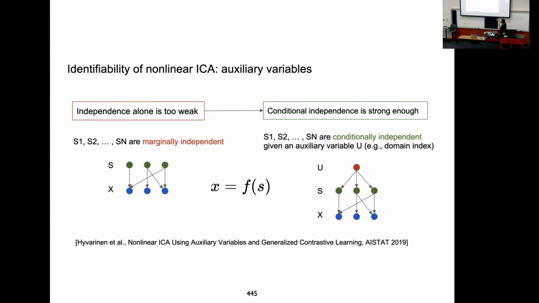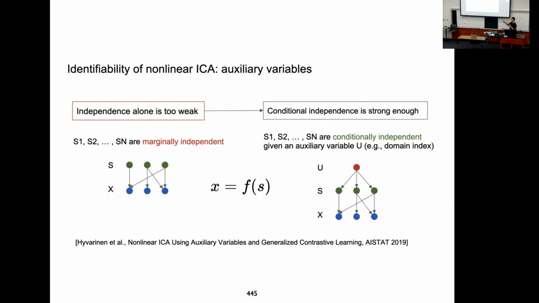So yeah, it's pretty natural for us to consider putting in some additional assumption. For example, what if we assume that these sources are conditionally independent given an auxiliary variable u? For example, we assume that S1, S2 to Sn, instead of being marginally independent, are conditionally independent given an auxiliary variable u.